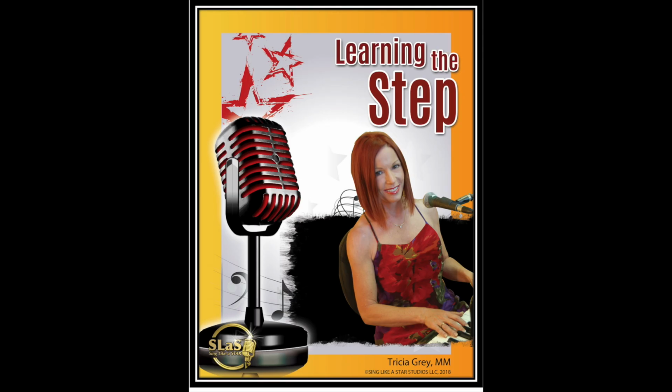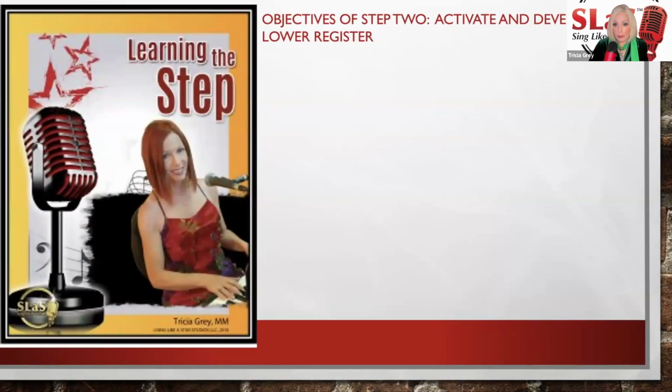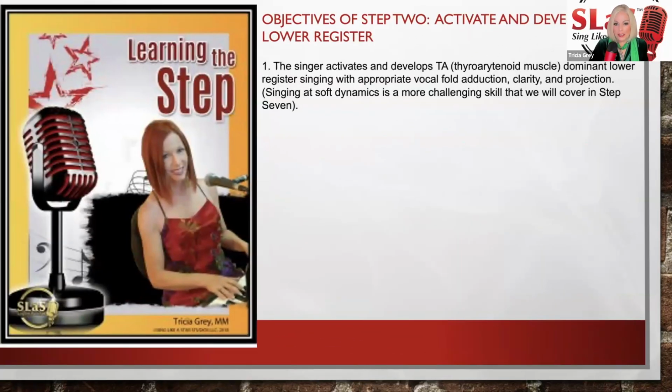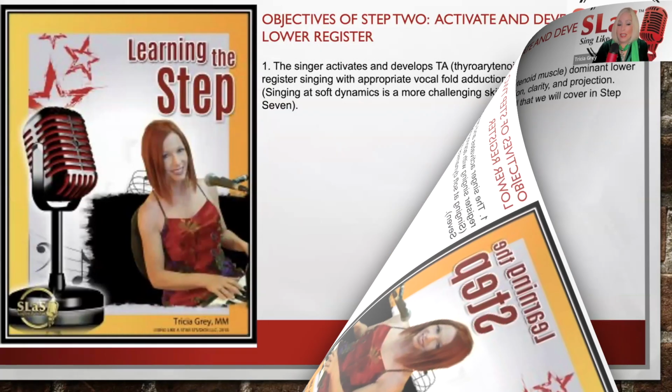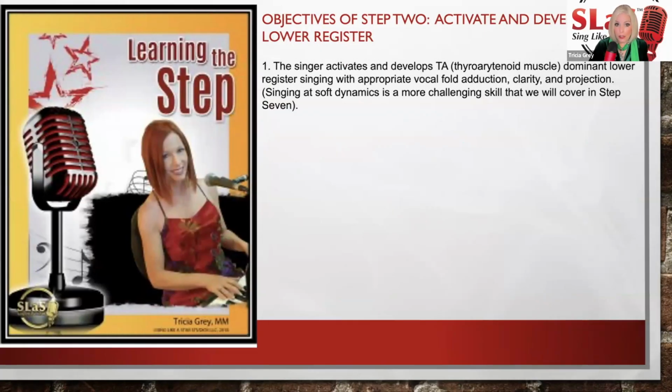Learning the step. The objective of step 2. Activate and develop the lower register, TA dominant phonation. Number 1, the singer activates and develops TA, thyroarytenoid muscle dominant, lower register singing with appropriate vocal fold adduction, clarity, and projection. Singing at soft dynamics is a more challenging skill that we will cover in depth in step 7.